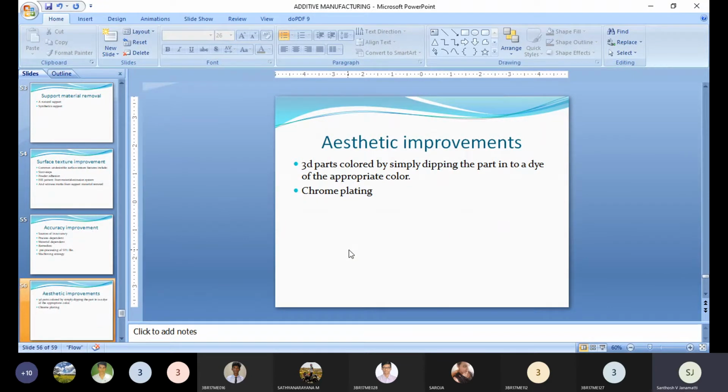So here is one example I have to take. 3D parts can be colored by simply dipping the part into a dye of the appropriate color. In a simple case, suppose people are expecting different colors. Sir, we want different colors over the structure. Then we can take that 3D product and dip it into the color tub.